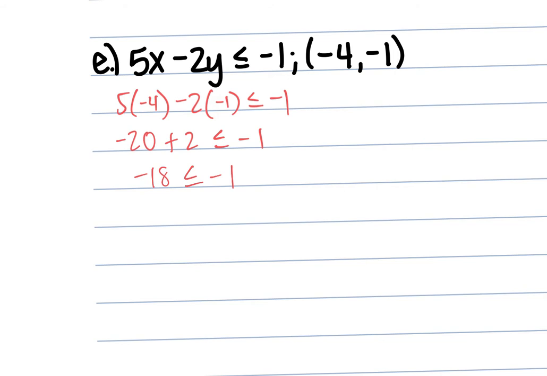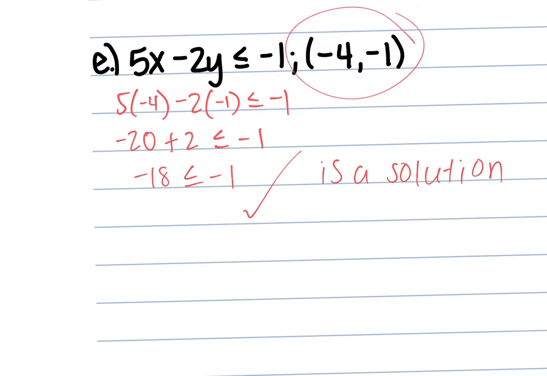Now, this is a little bit confusing for a lot. Storm, that was excellent. Okay, very good job. Guys, which one's smaller? Negative 18 or negative 1? Negative 18, okay? It's hard to think about because 18 is a bigger number, right? But technically, it's further away from 0, in the left direction, right? It's further negative, okay? So this is a true statement. So it is a solution, okay? One of our solutions is negative 4 comma negative 1, okay?